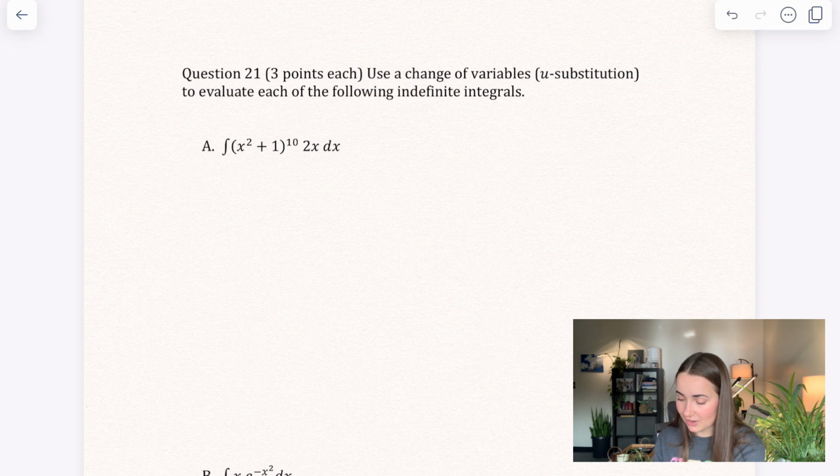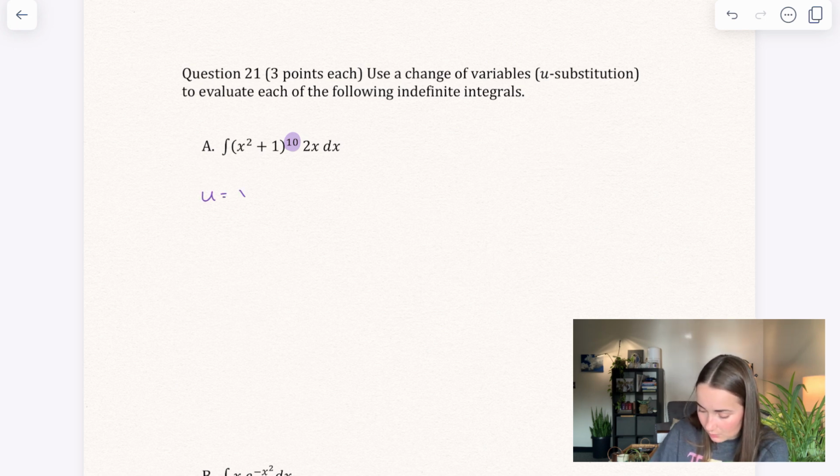So we're going to use change of variables, u-substitution. That's very nice of them to indicate that for us in order to evaluate the integrals. So the first thing I notice on this one is that we have a big power. Usually with a big power, we want to set the inside equal to u. So let's go ahead and take the derivative of both sides in terms of x. We get 2x, and I'm going to solve for dx.